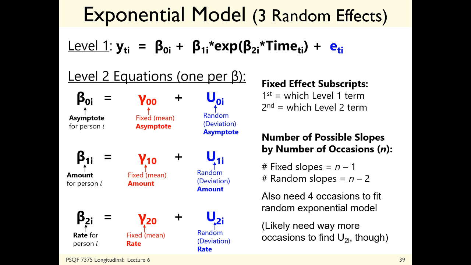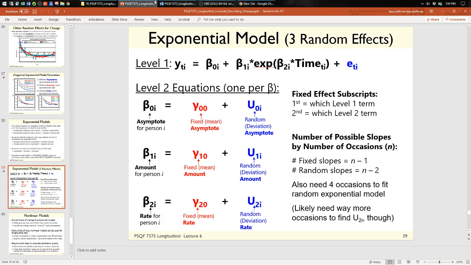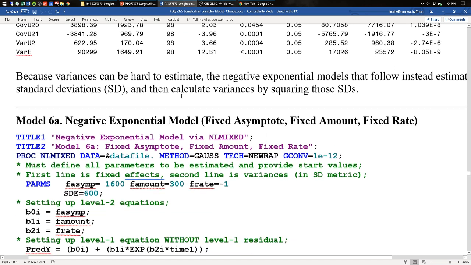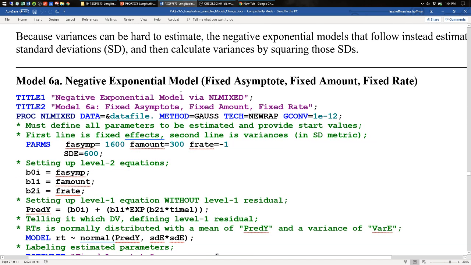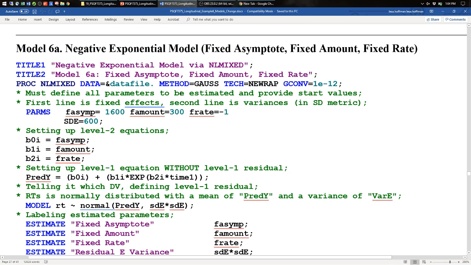So you want to give it a shot? Why not, right? You're here. So let's go back to the handout. I'm on model 6A, which is page 27 of example 6. So this first model has no random effects. I am fitting this just so that I can get start values for the fixed effects to then carry forward.